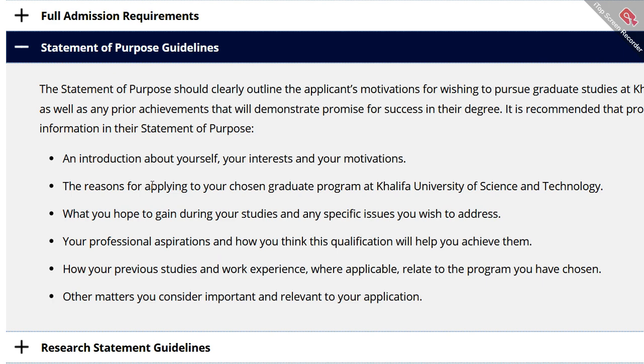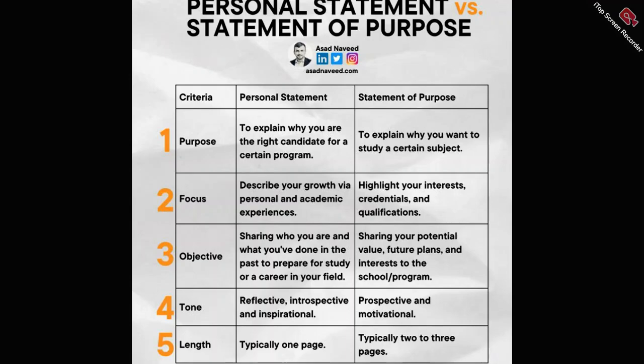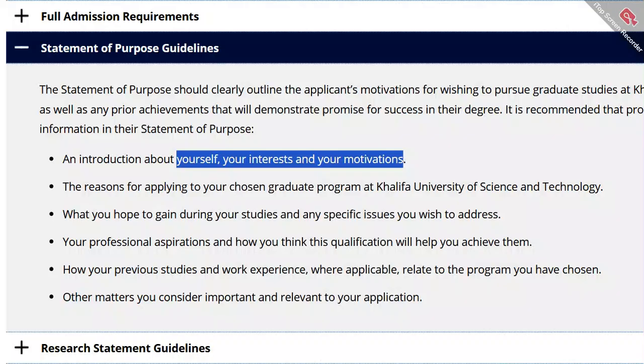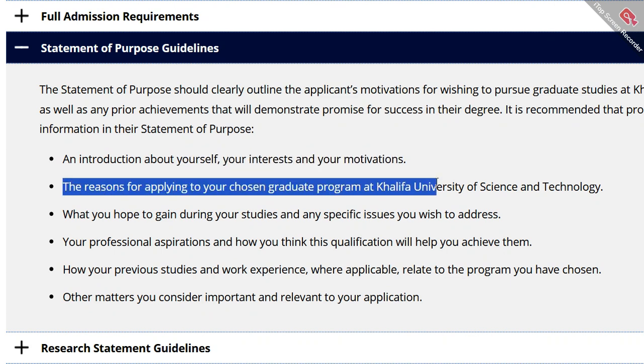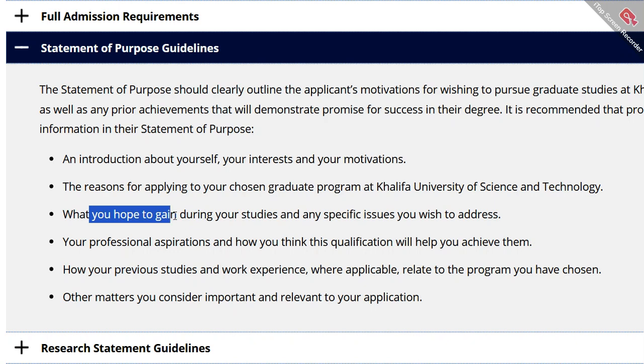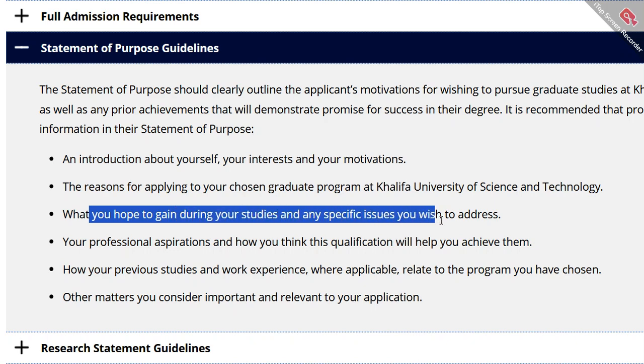For the statement of purpose, they have written over here: an introduction about yourself, your interest, and your motivations, as I have already told you about these things. Okay. Then they have written the reasons for applying to the graduate program at Khalifa University of Science and Technology. Then what they need from you is what you hope to gain during your studies and specific issues you wish to address. Okay, they have written clearly what they want from you. So you should write each and everything about it. Okay, related to them.